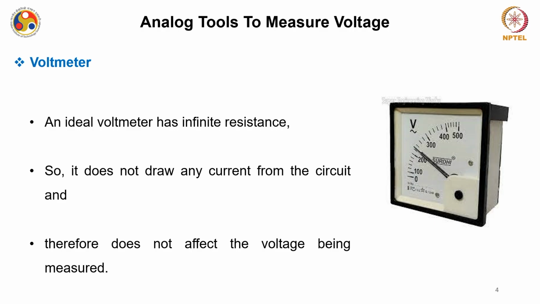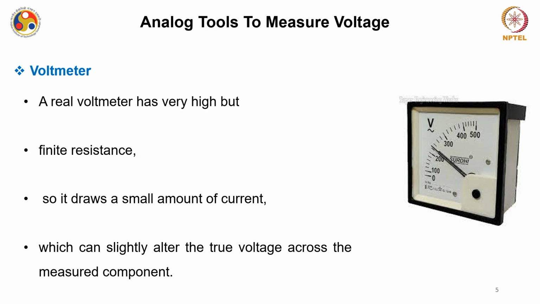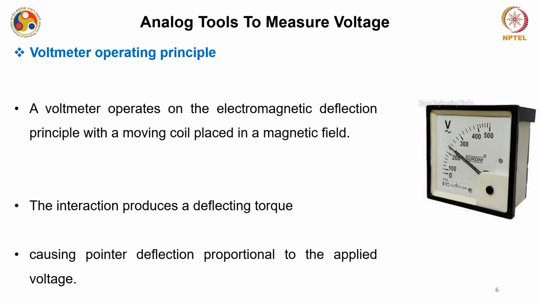So, when I say that an ideal voltmeter has infinite resistance, basically it does not draw any current from a circuit. And by not drawing any current from the circuit, it does not affect the voltage under measurement. A real voltmeter has very high but finite resistance. It cannot be infinity. So, it draws a small amount of current. You cannot say that it does not draw any current. And this small amount of current which the voltmeter draws from a circuit can slightly alter the true voltage across the measured component.